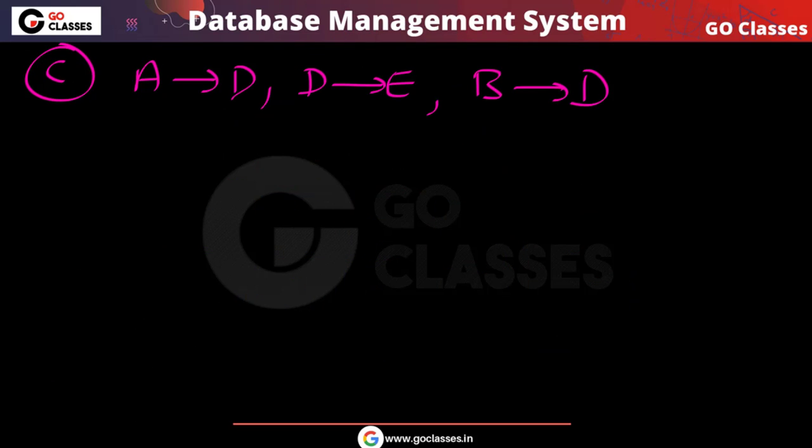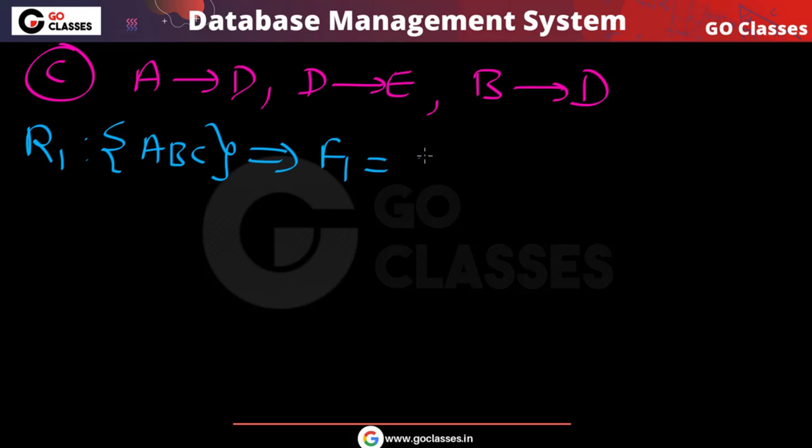Let's see option C now. In option C, this is the set of functional dependencies given to us. Again, let's check whether the decomposition is dependency preserving or not. The sub relation R1 has three attributes, ABC. So what are the functional dependencies that are applicable on these attributes?